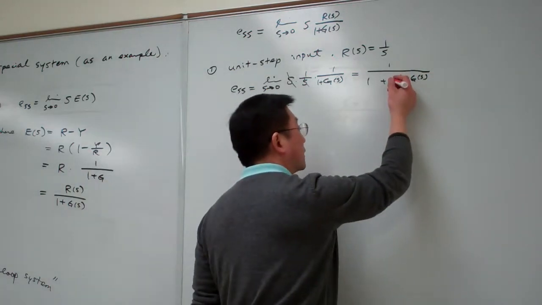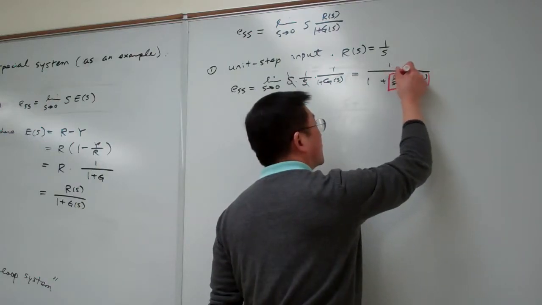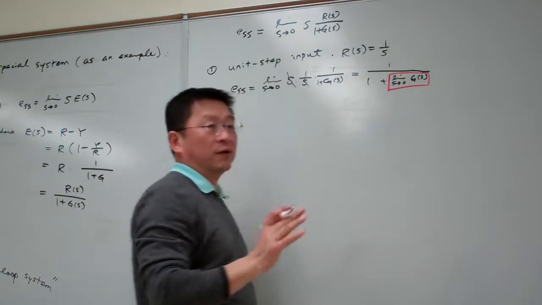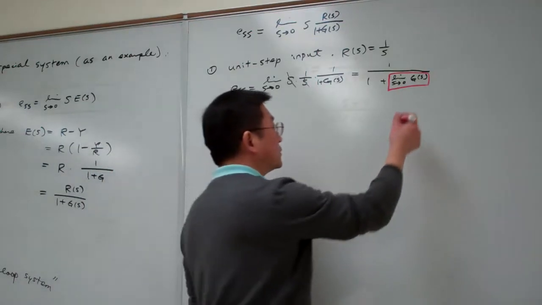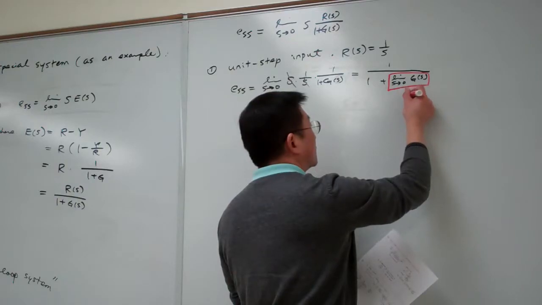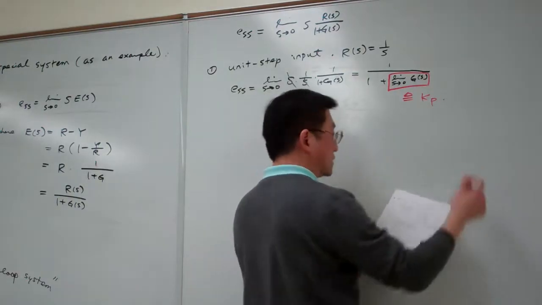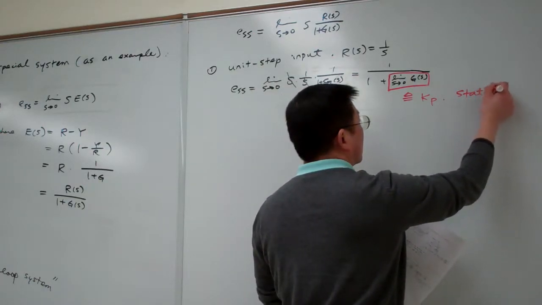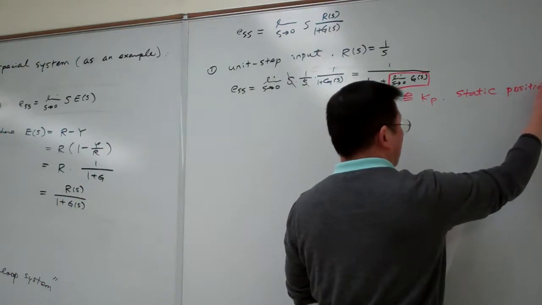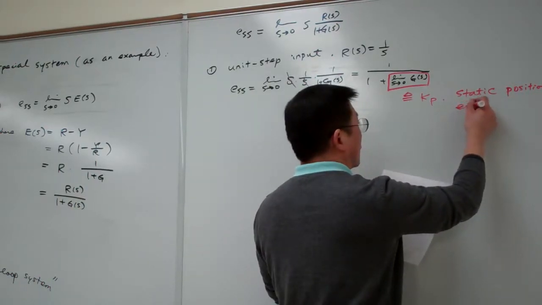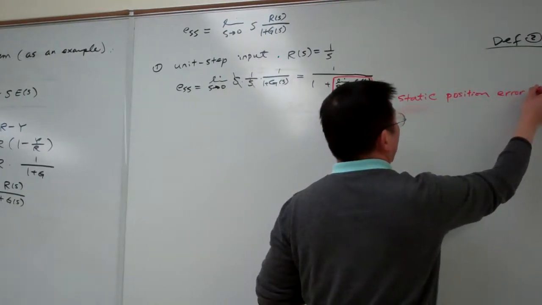By this way, I'm going to introduce a term. This term is used in our textbook in many places throughout the chapters, so you had better adopt this one. We define this term as Kp, and Kp is called the static position error constant.